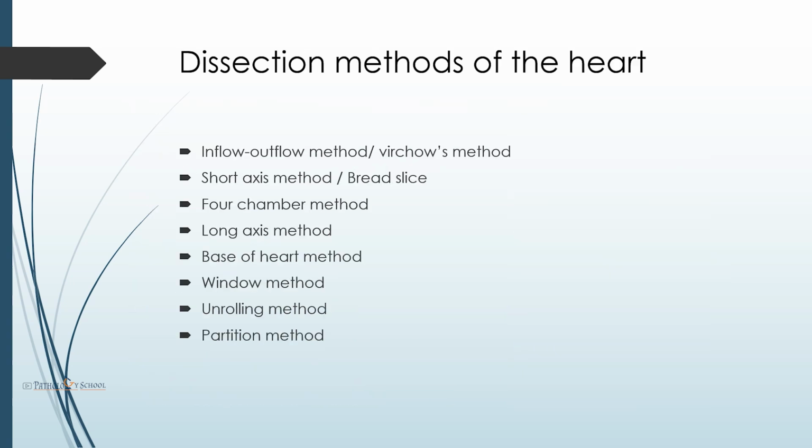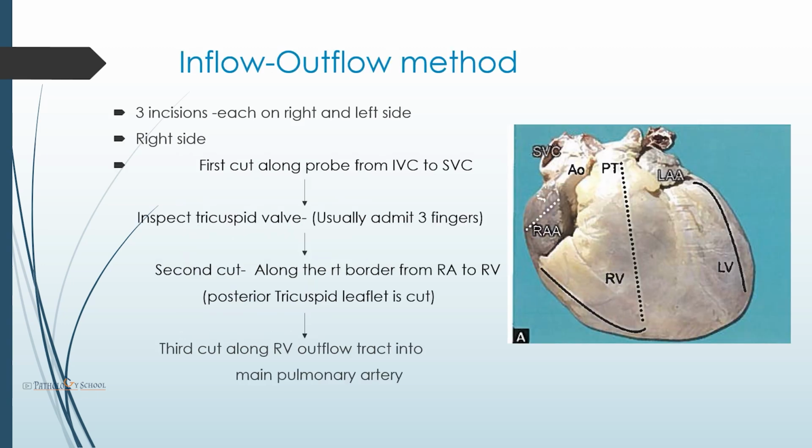Dissection methods of the heart. There are various methods of dissection of the heart. Most commonly performed is the inflow-outflow method, also known as Virchow's method. Others are the short axis method, also known as the bread slice method, the four-chamber method or long axis method, base of heart method, window method, unrolling method, and partition method. Inflow-outflow method of heart dissection.